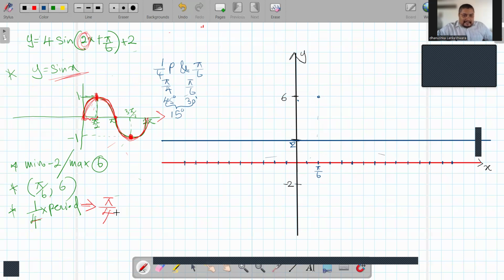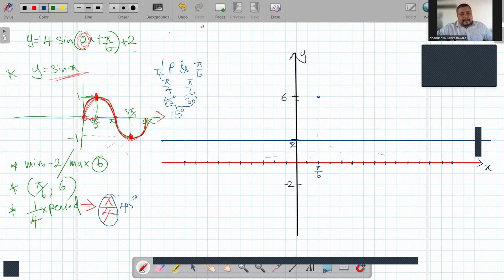Now, what is 1/4 of the period? 1/4 of the period is pi over 4. Pi over 4 means how many degrees? 45 degrees, right? So what is the importance of this pi over 4? We already explained that pi over 4 gives the idea of when it comes back to the axis of oscillation and again to the minimum point, right? Likewise.